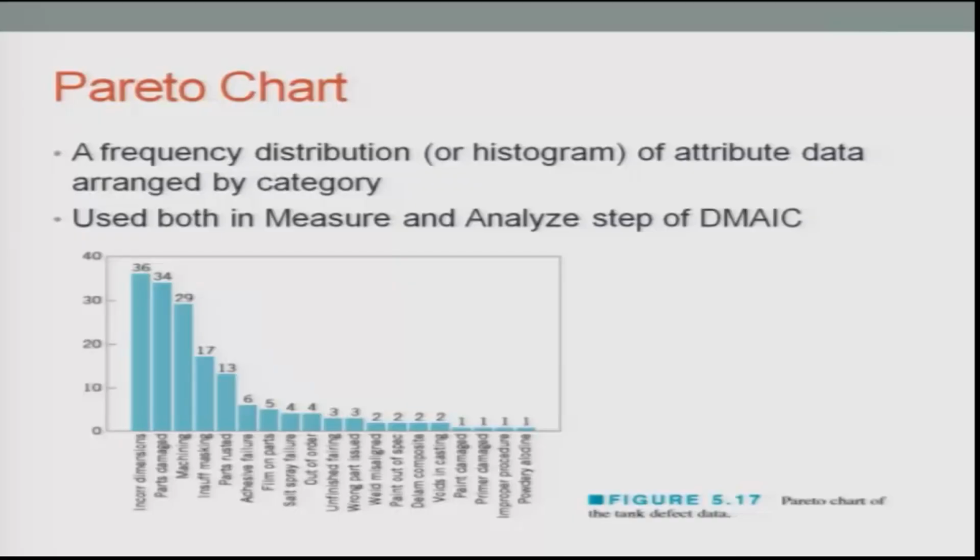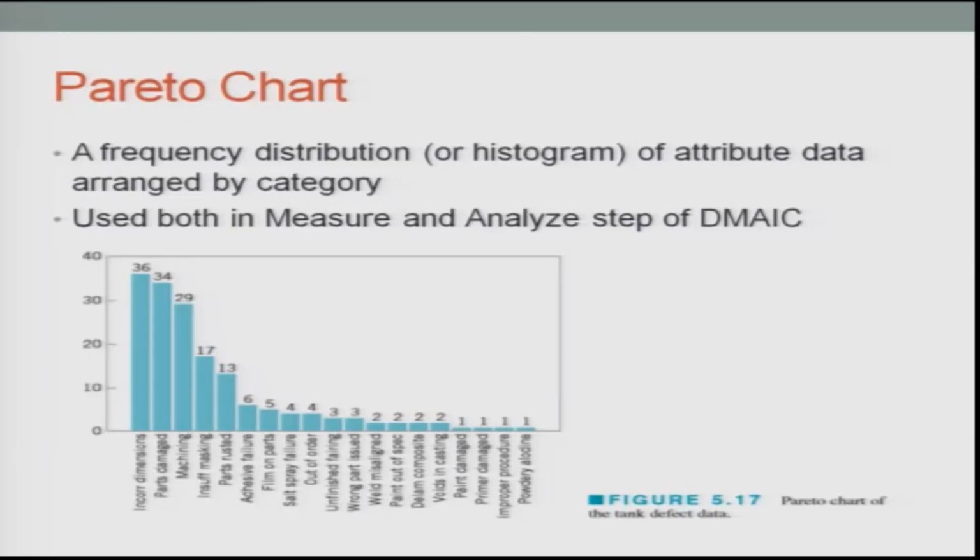So, the Pareto chart is basically the next concept, as we discussed when we were going through the bullet points of discussion. The Pareto chart is a frequency distribution or histogram of attributes data arranged by category. So, you will basically arrange them depending on what level and which areas they can be clubbed, used both in the measure and analysis step. If you remember, on the leftmost column you have all the different types of defects. So, they have been put along the y axis and the number of defects are marked along the x axis.